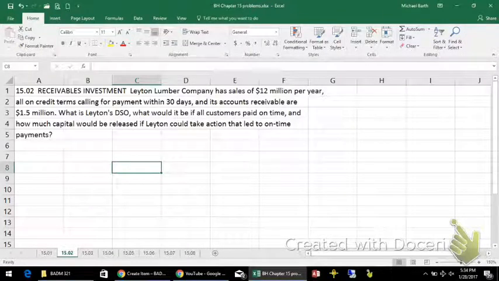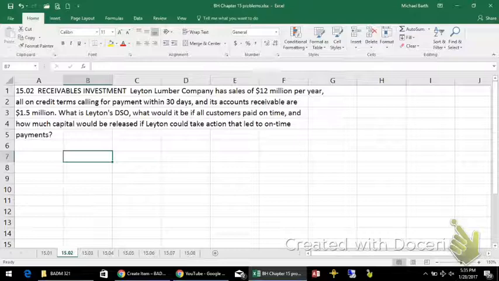This is problem 15.2 from chapter 15 of Brigham and Houston's Fundamentals of Financial Management, Concise, ninth edition. We're given a problem where we're told how much a firm has tied up in accounts receivable, and we want to first of all calculate the days sales outstanding, or the days of receivables, and look at what would happen if all the customers paid on time, how much capital would be released. Okay, so let's write out what we got.